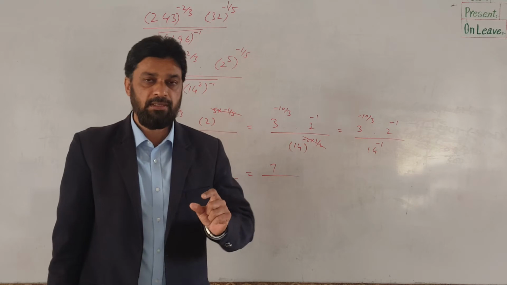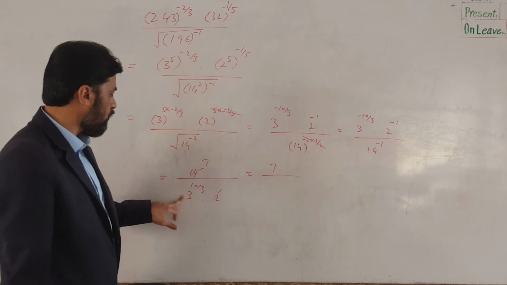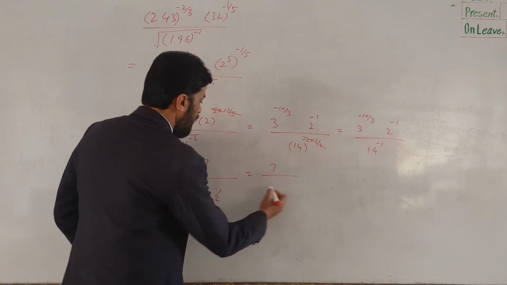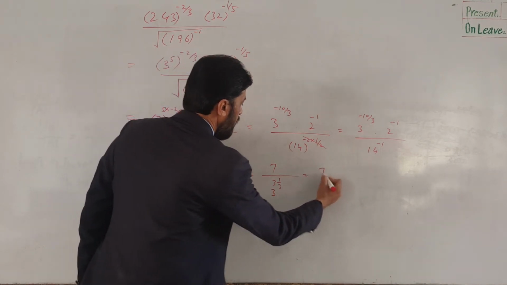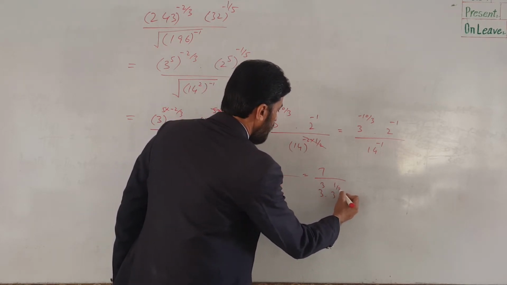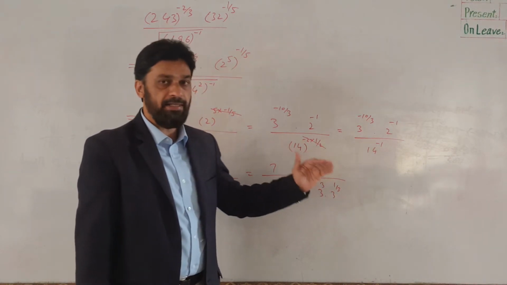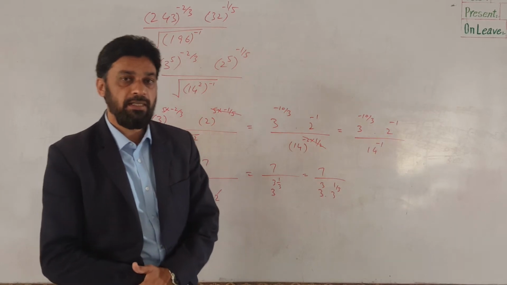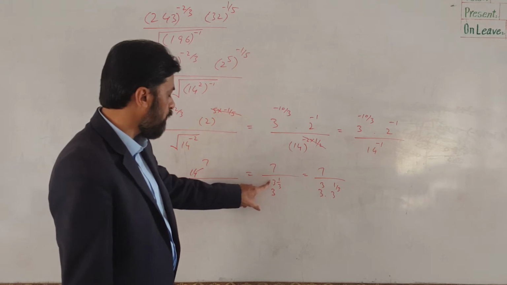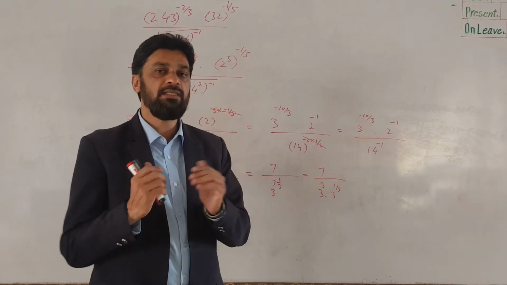The only typical difficulty in this question for the students is how to solve 3 raised to power 10 by 3. This is very simple. 3 raised to power 10 by 3 means 3 whole 10 by 3. We can also write it as 3 raised to power 3 times 3 raised to power 1 by 3, because when bases are same, their exponents are added. So we can write it as 3 cube times 3 raised to 1 by 3 separately.